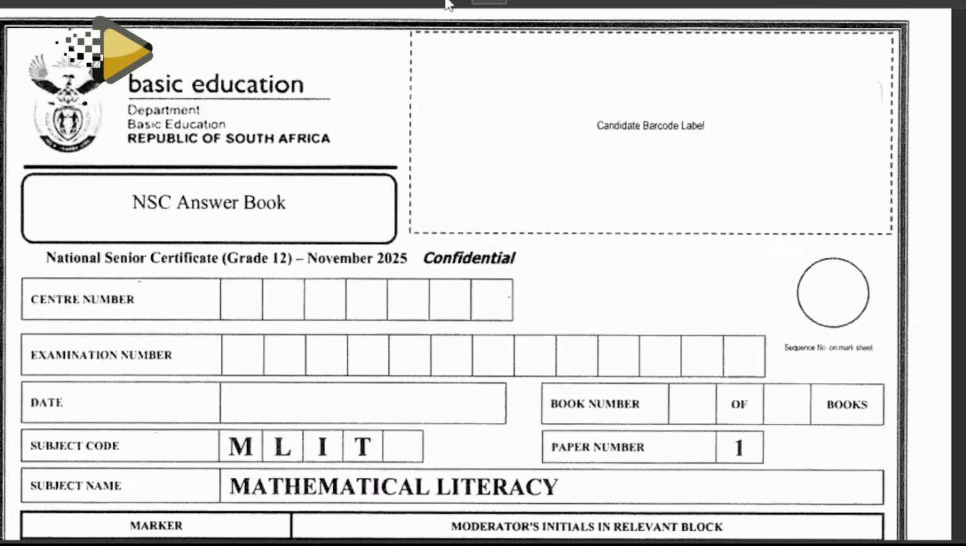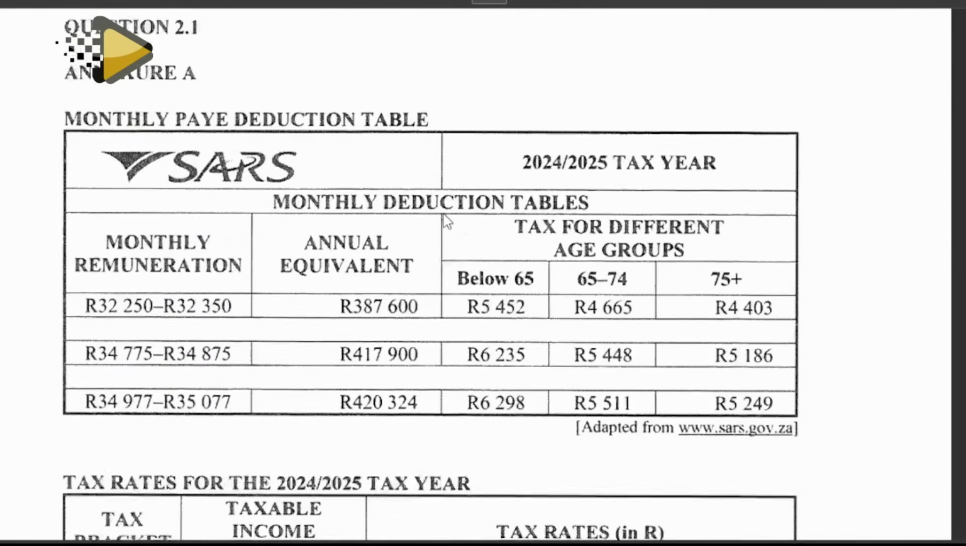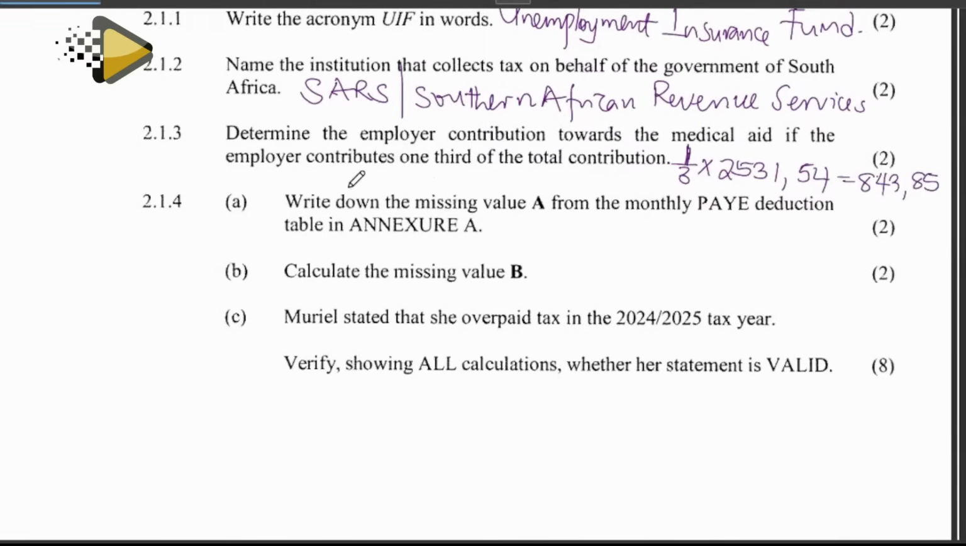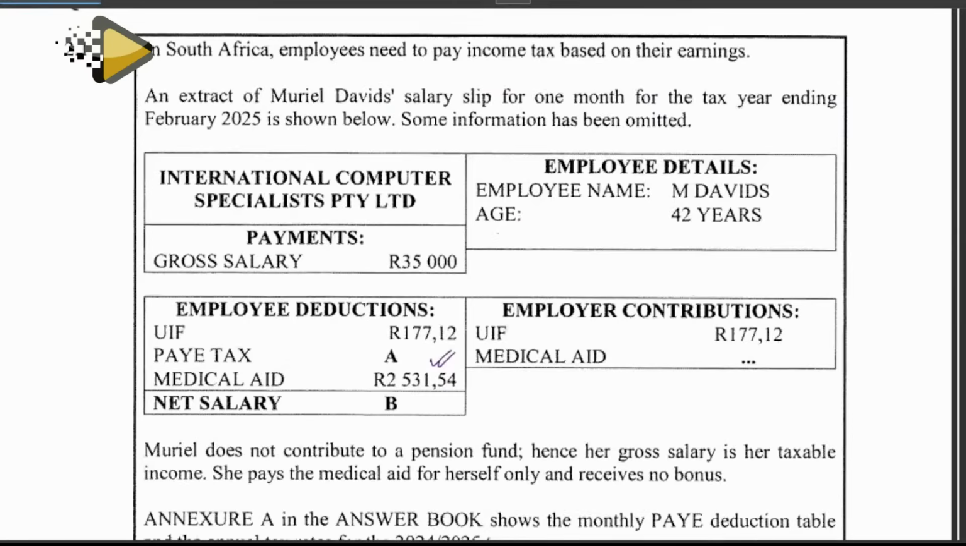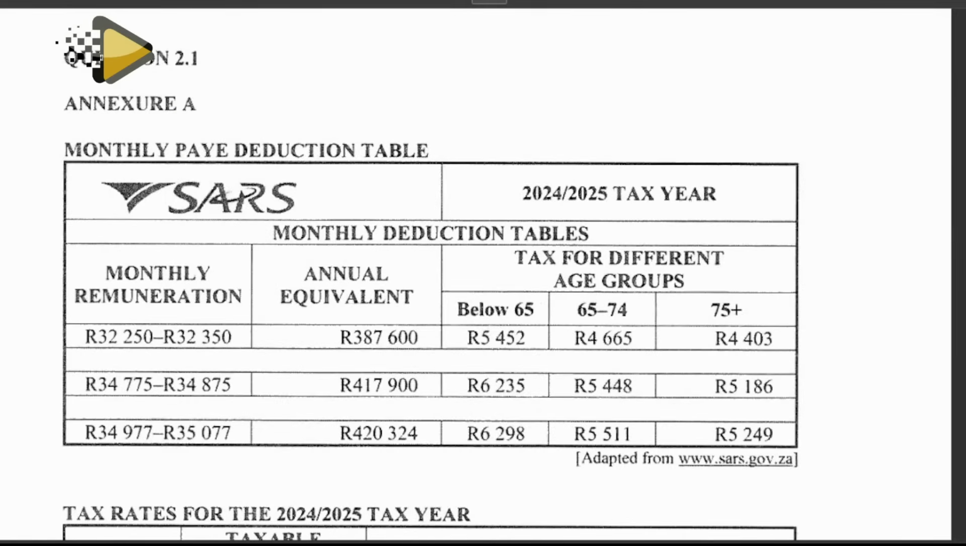Okay, write down the missing value A from the monthly pay deductions. Let's go to the answer sheet now. That's where they want us to be. Write down the missing number A from the monthly pay deduction table in annexure A. What is missing here? It's tax pay. We are going to use the table without calculations. So how do we use the table? The person here is aged 42 and earns a gross salary of 35,000. You see that? So we come and see 42, it's below.